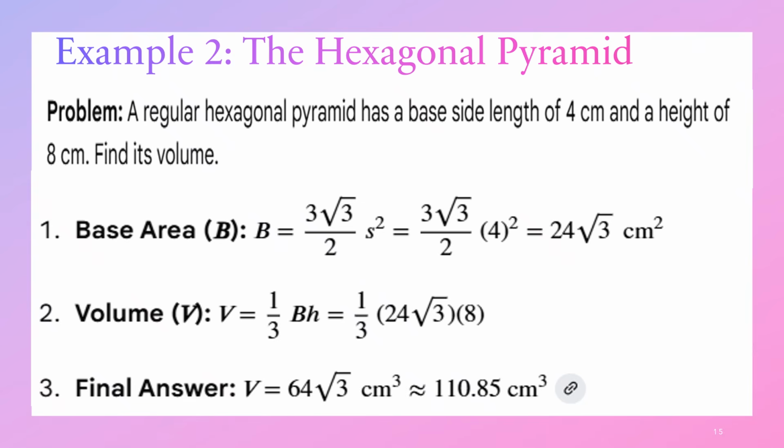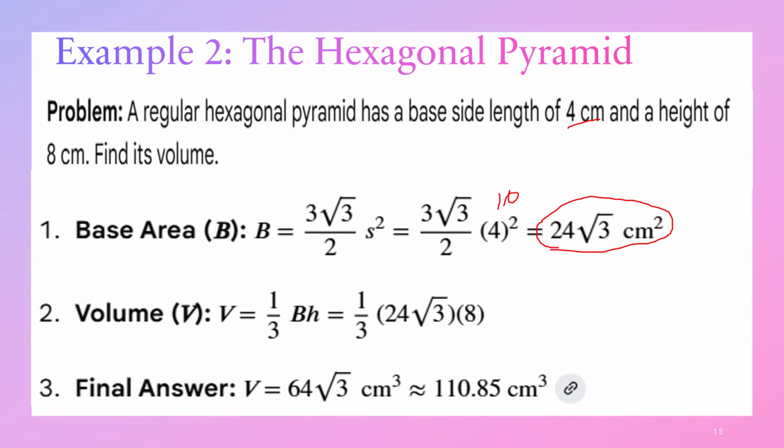Okay, so let's have this example, the hexagonal pyramid. A regular hexagonal pyramid has a base side of 4 centimeters and a height of 8 centimeters. Find its volume. First we have the base area, which is 3 square root of 3 divided by 2 times the side squared. Since our side here is 4 centimeters, 3 square root of 3 over 2 times 4 squared. That is 16. 16 times 3 is 48. 48 divided by 2 is 24. That's why we get this answer.